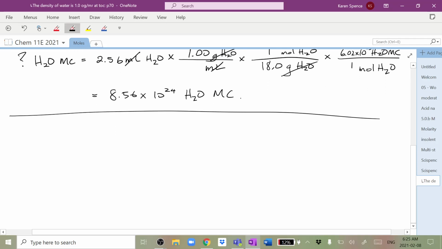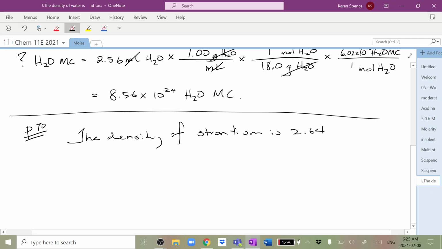A second slightly more complicated example, also on page 70. The density of strontium is 2.64 grams per centimeter cubed. Don't forget that centimeter cubed is another unit of volume. And also remember that 1 milliliter is equal to 1 centimeter cubed. You may not need to know that for this question, but it is super useful all the time, so don't forget it.